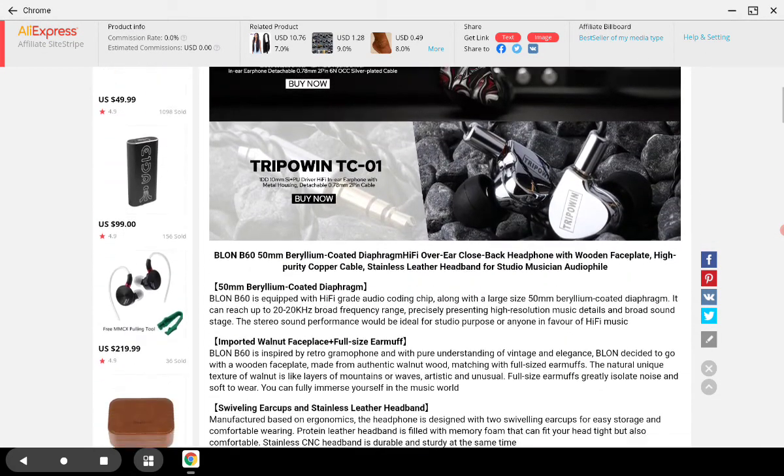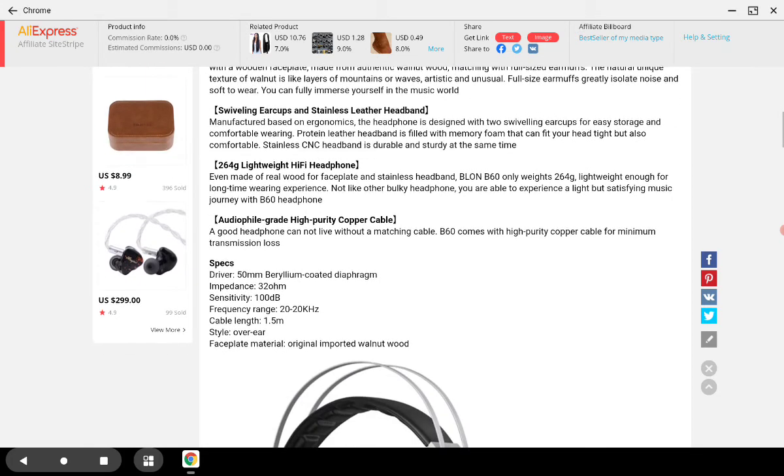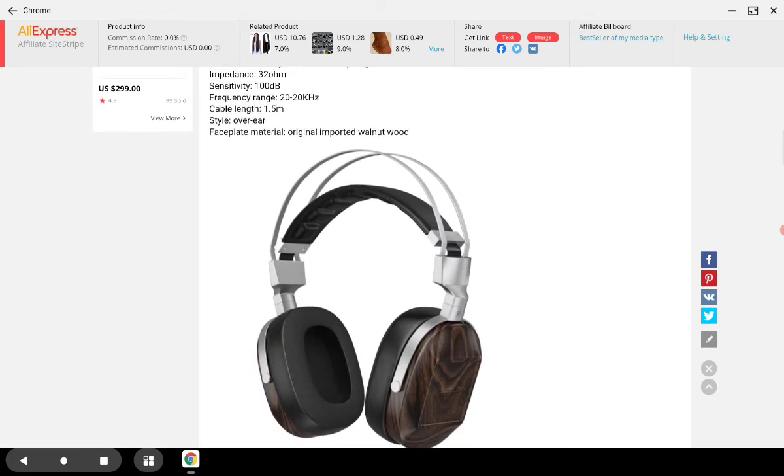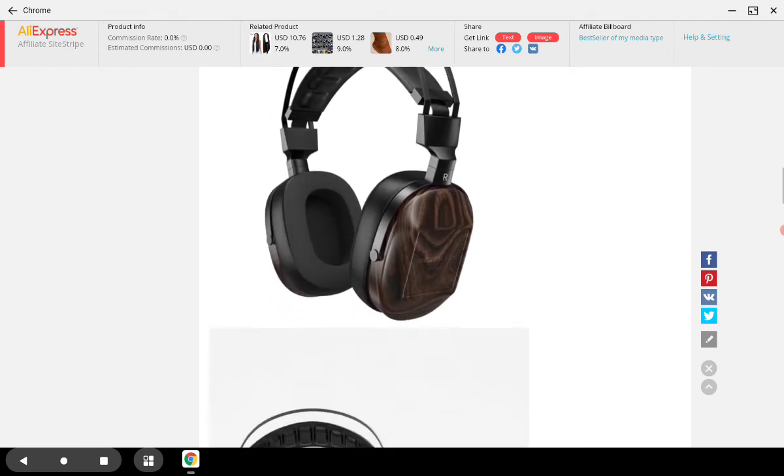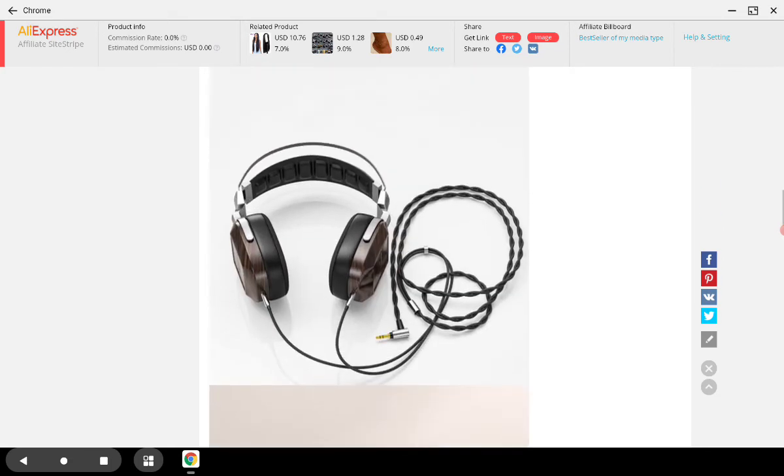I don't expect it to blow you away in detail or compete with planars and all that. It's not gonna do that. It's not designed to do that. It's definitely not gonna be competing with top of the line headphones.